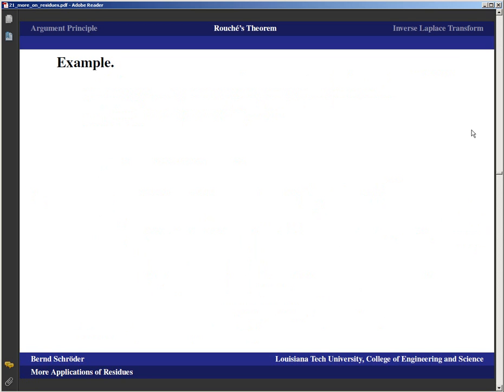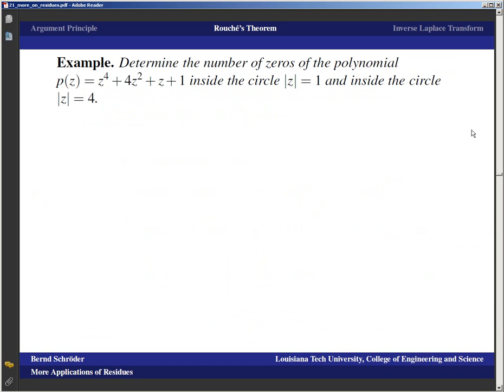Okay, how does that get applied? Well, we can, for example, try to determine the number of zeros of the polynomial p of z equals z to the 4th plus 4z squared plus z plus 1 inside the circle around the origin of radius 1 and inside the circle around the origin of radius 4. And basically this is now a lot of application of the triangle inequality as well as the reverse triangle inequality. And well, here we go. We just have to break things up right.